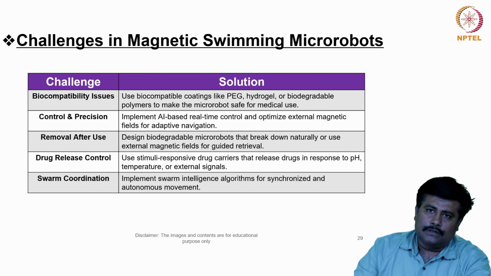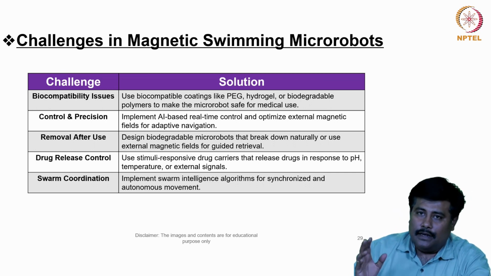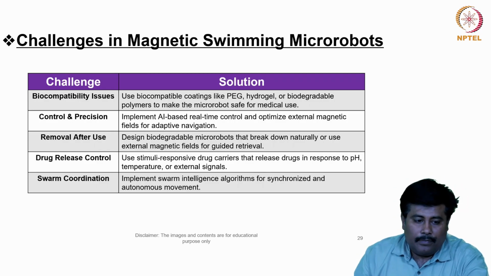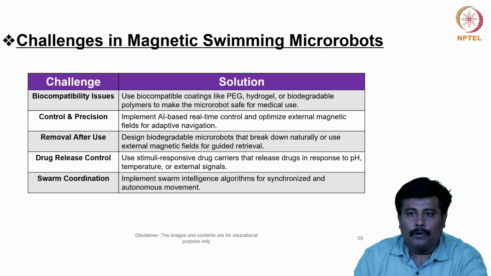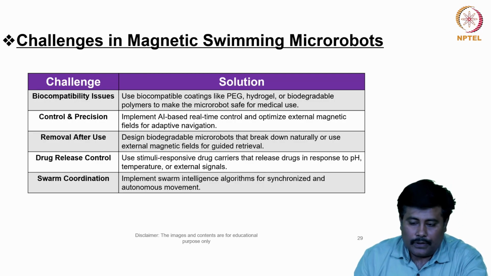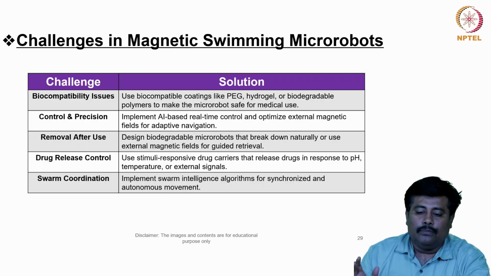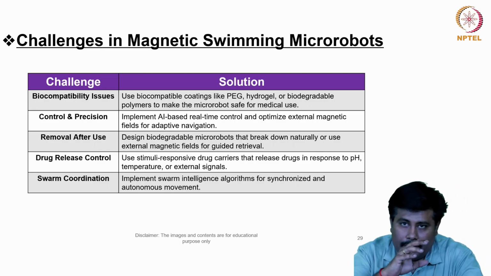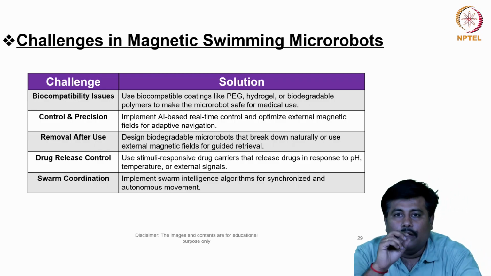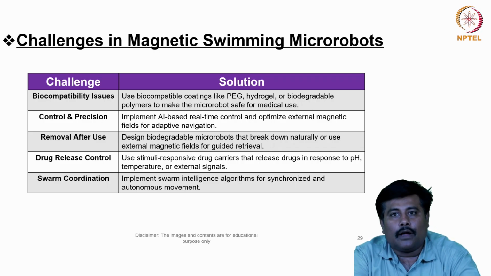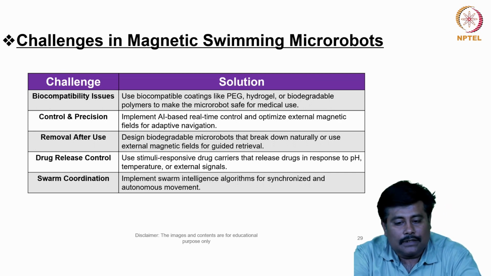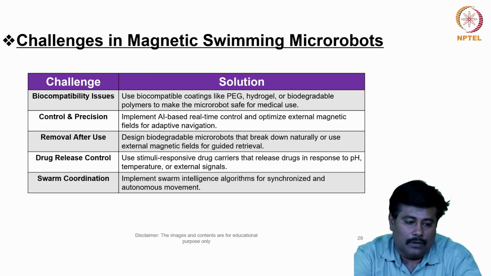Now let us discuss some of the challenges observed with reference to magnetic swimming microrobots. One of the major challenges includes biocompatibility issues. So use a biocompatible coating like PEG or hydrogel or biodegradable polymers to make the microrobot safer for medical use. The second point is control and precision. Implementing AI based real time control and optimized external magnetic fields for adaptive navigation is considered to be one of the key solutions for control and precision.